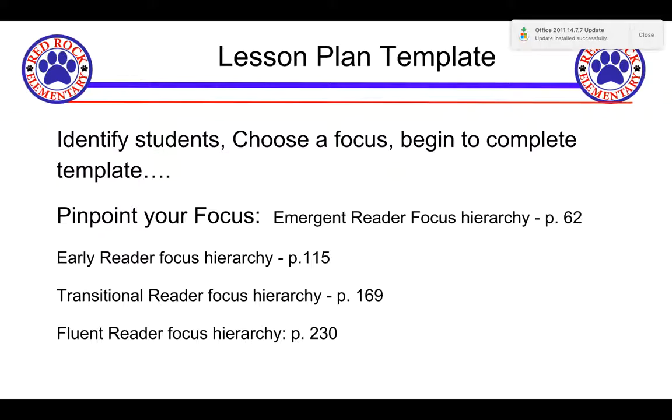Hopefully you found some new learning and meaning in your discussions today and in your reading. We'd like to ask you to take the lesson plan template that you created and put that in your guided reading binder. Keep it there for next week so that we can come back to it and discuss it further.